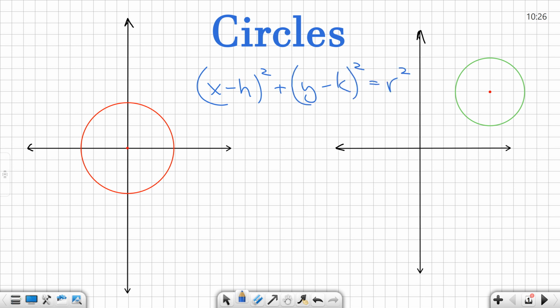General form of a coordinate circle is that. X minus h quantity squared plus y minus k quantity squared, that's a k, equals r squared. (h, k) is the center. And obviously, r is the radius.